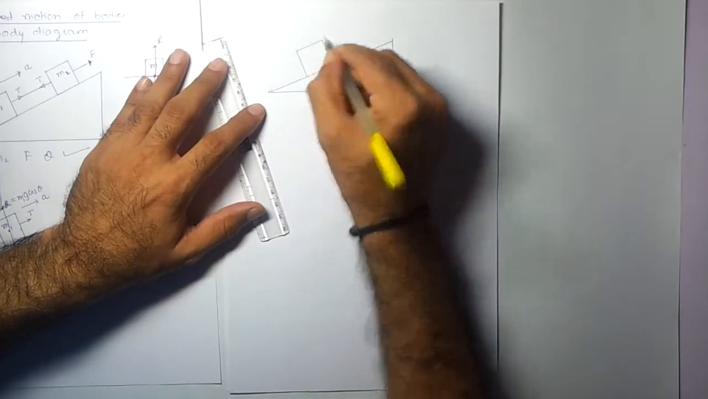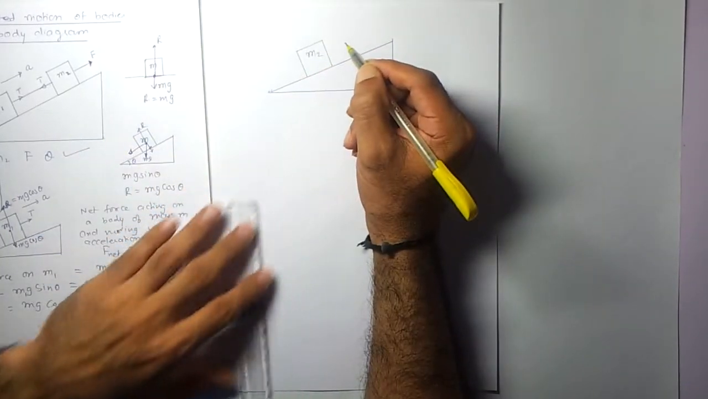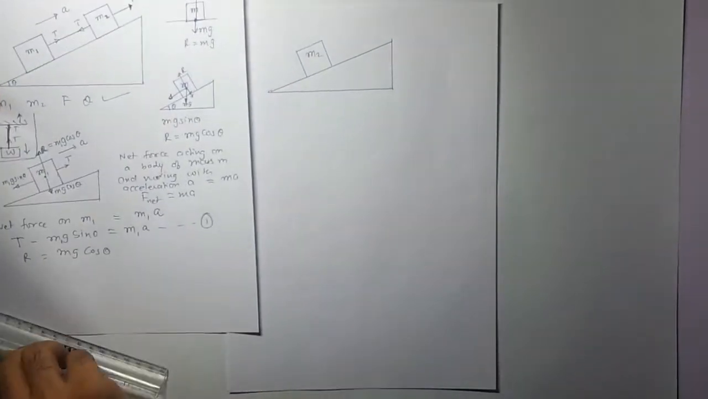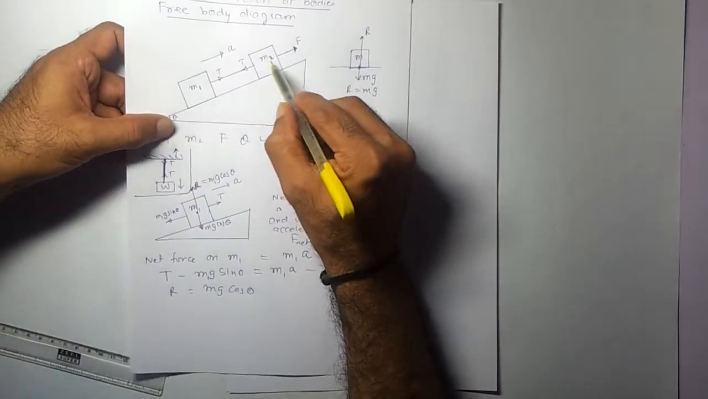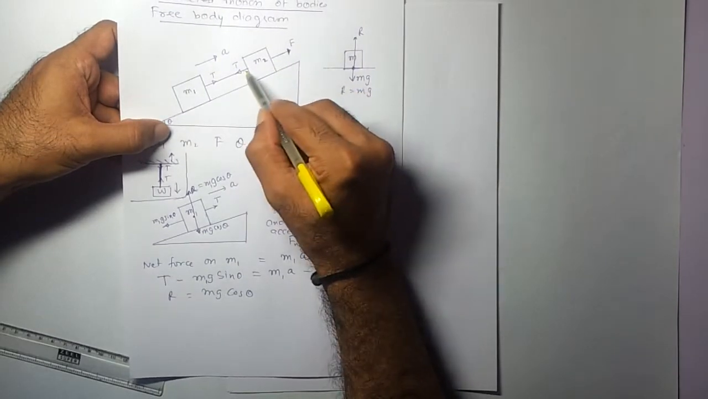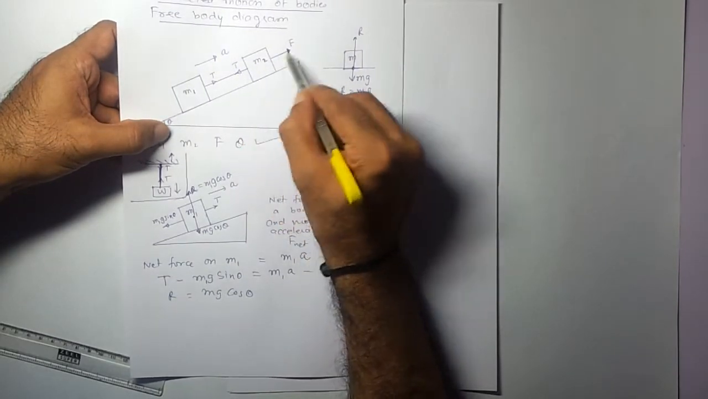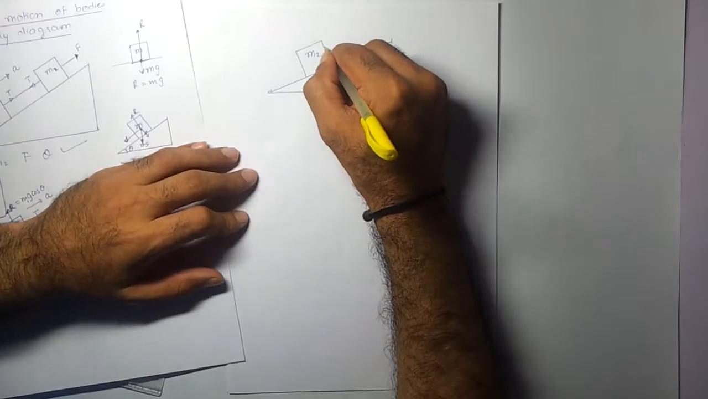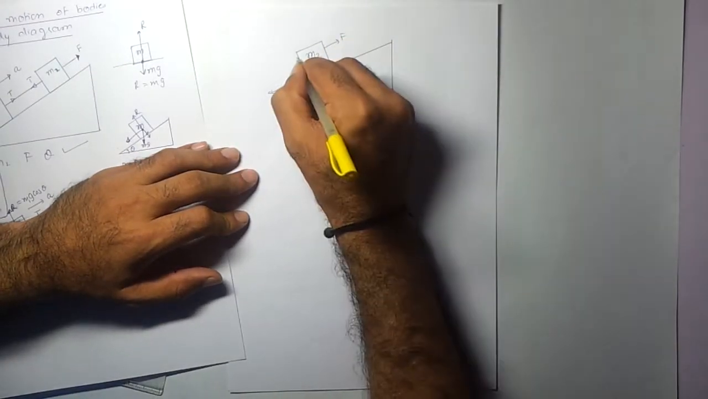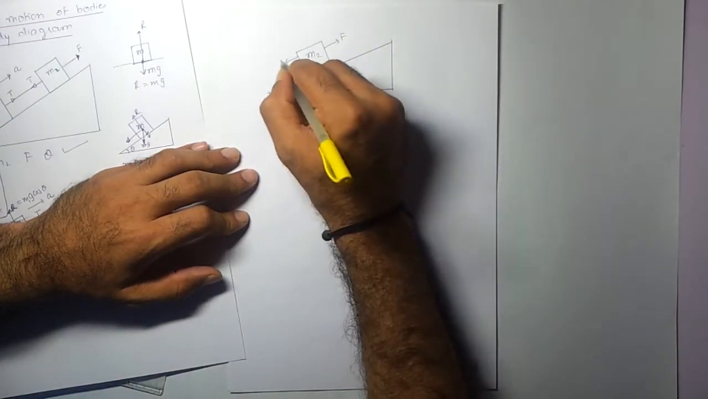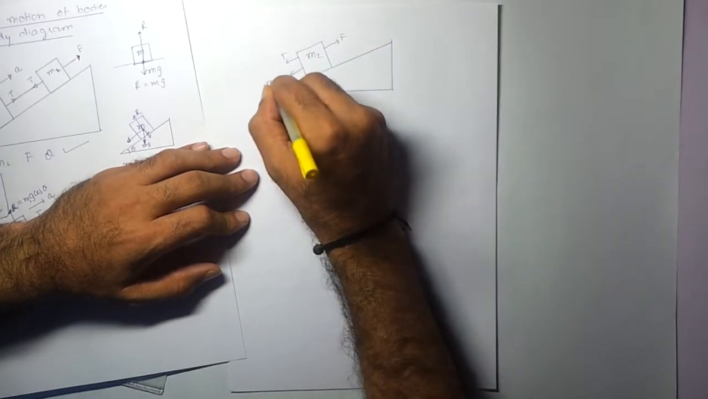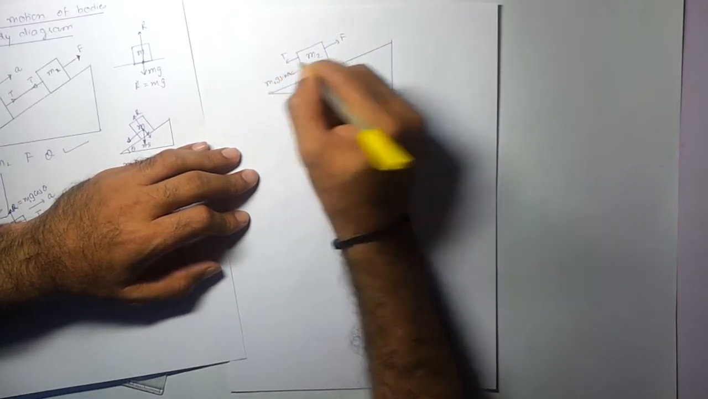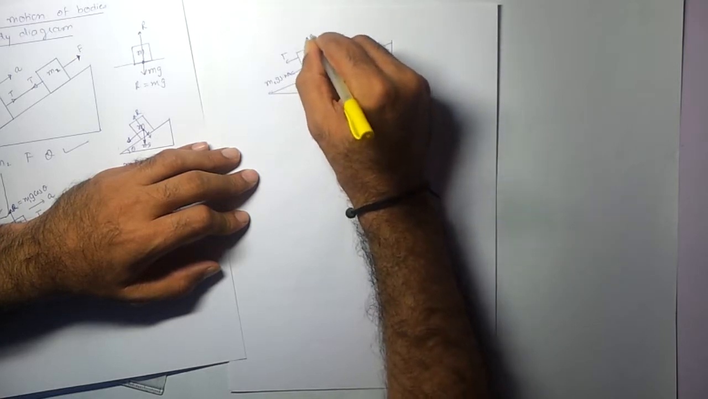Now, if I look at mass m2, I'll keep this diagram for reference. F is acting in this direction and T is acting in this direction. So these are two forces acting. I can show F acting this way and T acting in this direction. Apart from that, we will also have m2g sin theta acting in this direction, R, and this would be m2g cos theta.